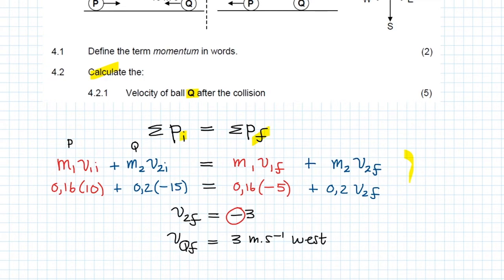The marks will probably be awarded as follows. You'll get 1 mark for your formula, 1 mark for what you substitute on the left, 1 mark for what you substitute on the right, 1 mark for your magnitude with the correct SI unit, and 1 mark for the direction that is included. That gives you a total of 5 marks for this question.